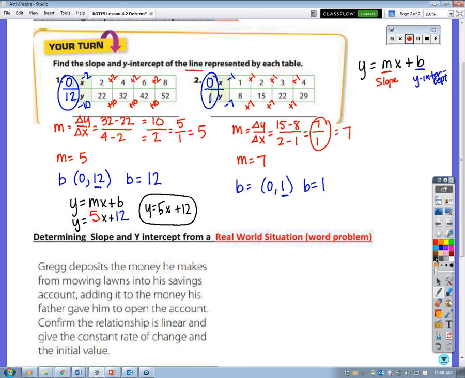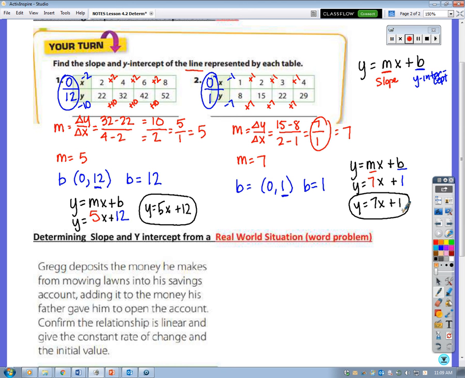So b equals 1. So just plugging that into our equation, y equals mx plus b, where m is the slope, b is the y-intercept. Plug in my slope of 7. Plug in my y-intercept of 1. Just build my equation around that, and I've got y equals a slope of 7x plus 1. So y equals 7x plus 1. That's our equation for the table with our slope and our y-intercept.